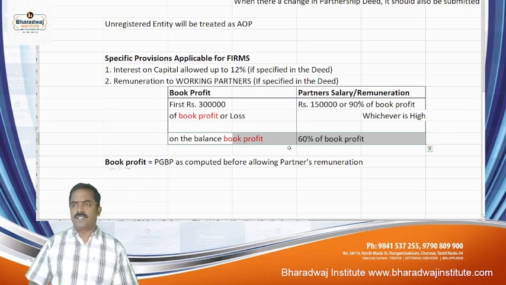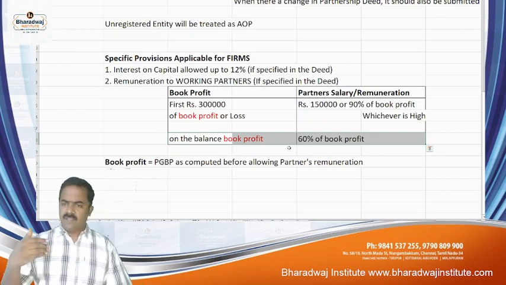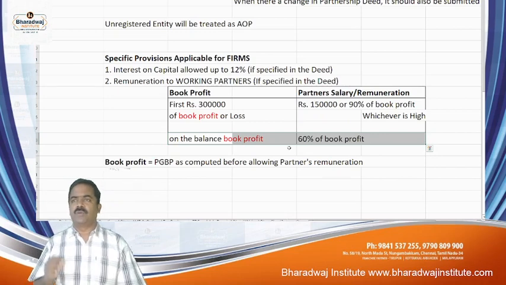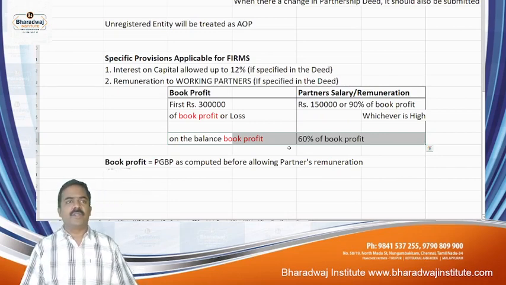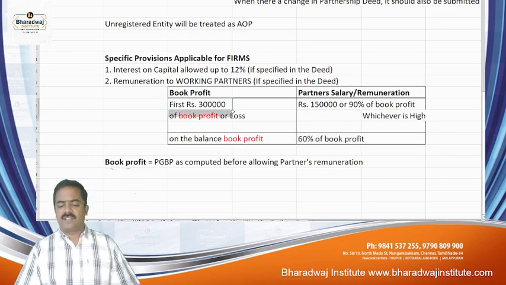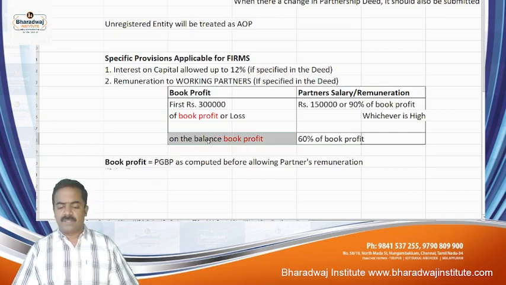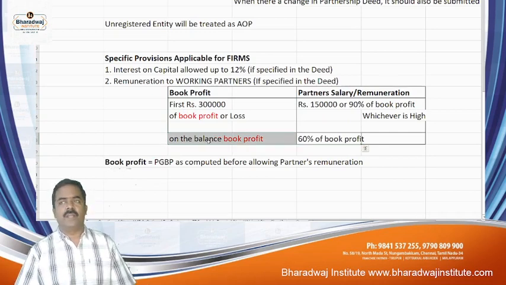Okay, we'll do some more examples. I'm just telling you some simple examples. We'll take up some practical examples and work them out. Suppose book profit is 1 crore, what can you do? First 3 lakhs at 90%. Balance 97 lakhs you can pay at 60%. This is the maximum remuneration that can be paid.